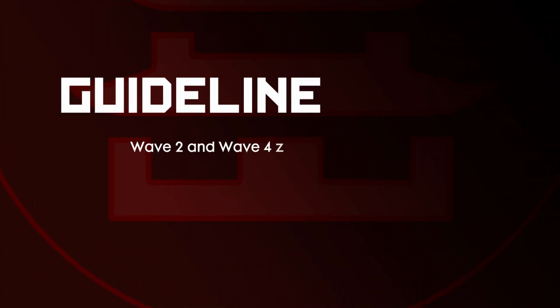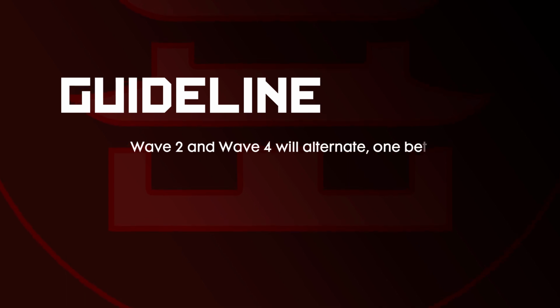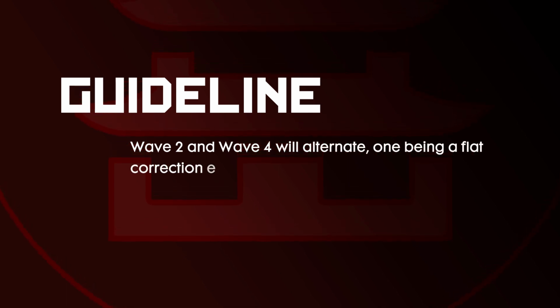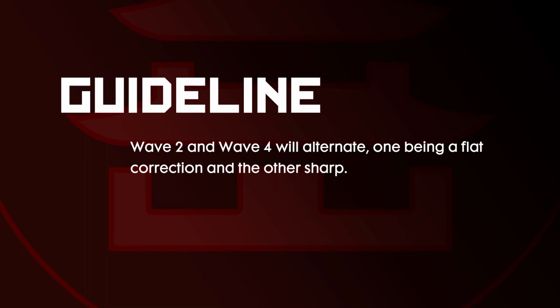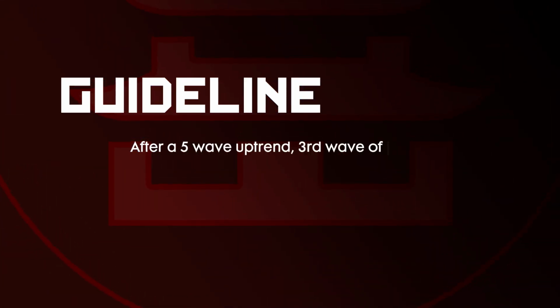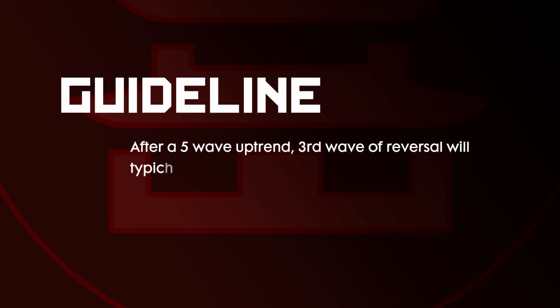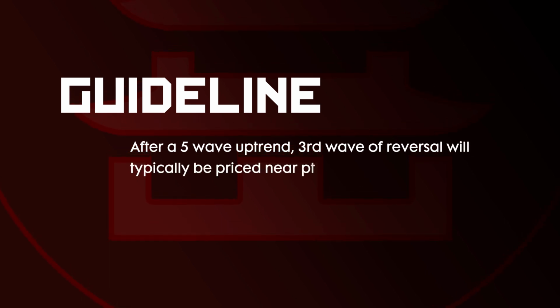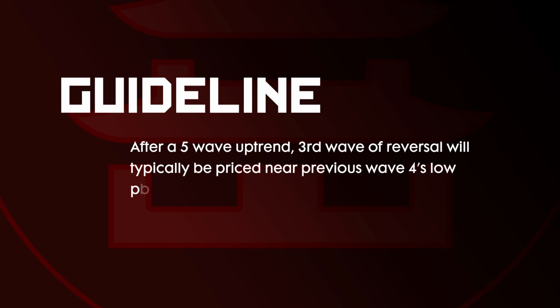A guideline for wave 2 and wave 4 is that they will alternate, one being a flat correction and the other being sharp. A guideline after wave 5 is that the uptrend ends. The third wave of a reversal will typically be priced near previous wave 4's low point.